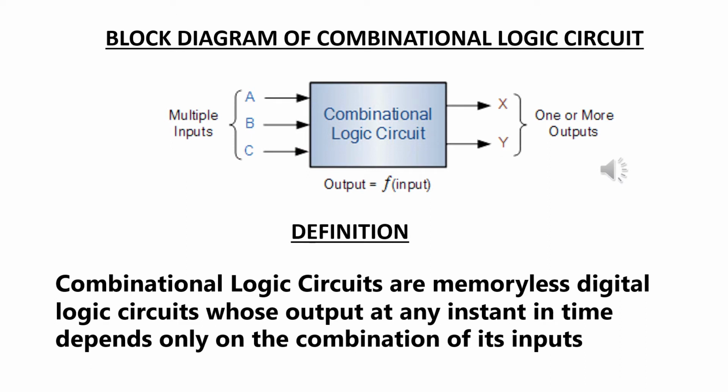So now we will see the definition of combinational logic circuits. They are defined as memoryless digital logic circuits. The output at any instant in time depends only on the combination of its inputs. That means the output is dependent only on the present input condition. It does not require any past input status for this logic circuit.